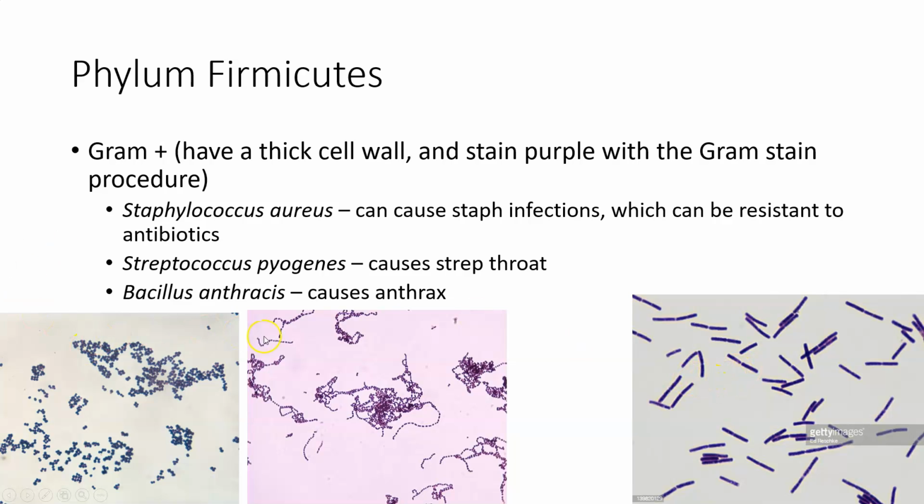So Staph aureus, Strep pyogenes, Bacillus anthracis. Staph aureus, if you've ever heard of a staph infection, is the organism that causes a staph infection. It can be like a wound that you got that didn't heal. It can also sometimes produce a toxin that can do some really horrible things to you, but we won't really talk about that here. Strep pyogenes causes strep throat or strep pharyngitis.